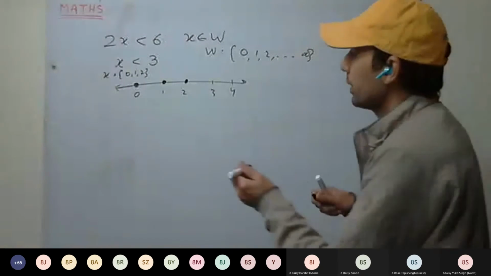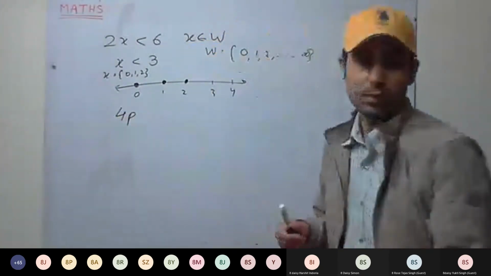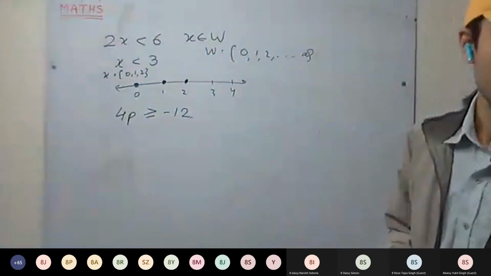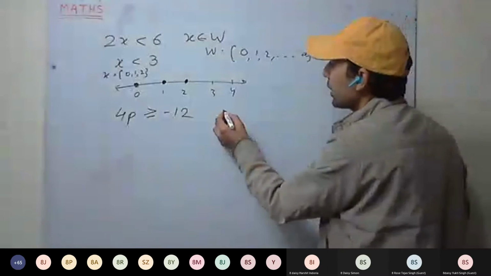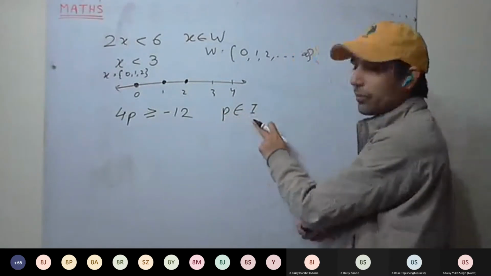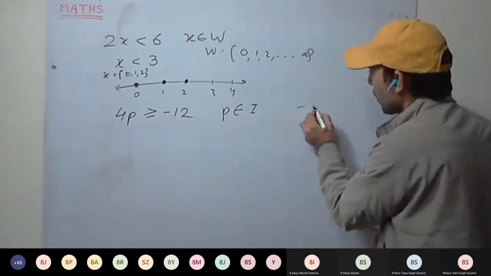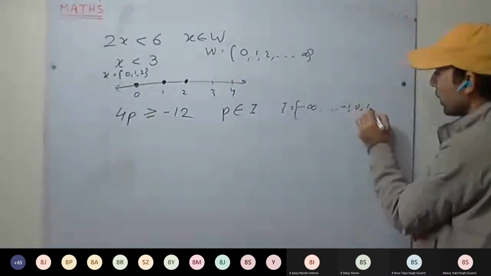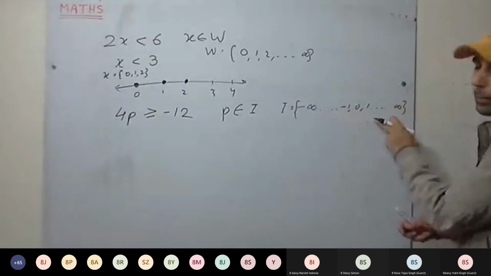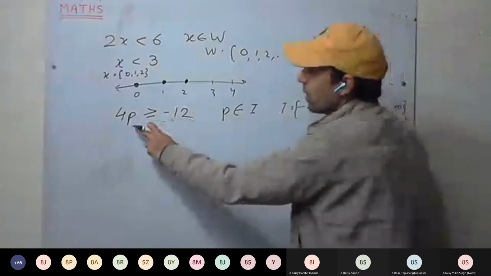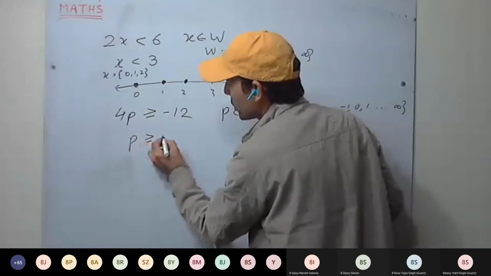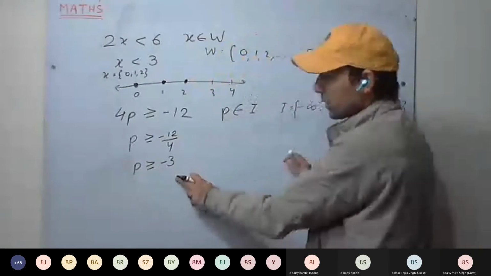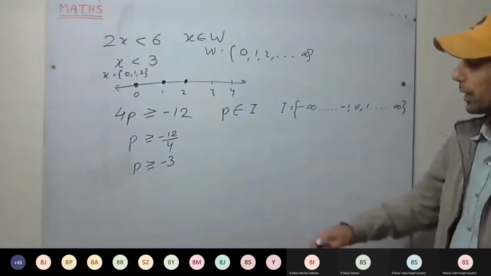Fourth one, 4p greater than or equal to minus 12, and p belongs to integers. This time we have integers, that is, from minus infinity, minus 1, 0, 1, up to infinity. Now, p will be greater than or equal to minus 12 divided by 4. p will be greater than or equal to minus 3. Understood this one?